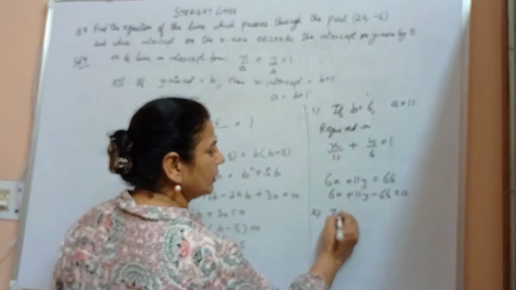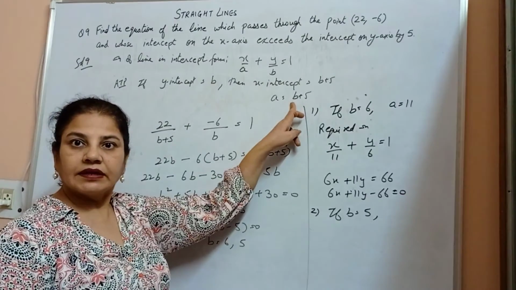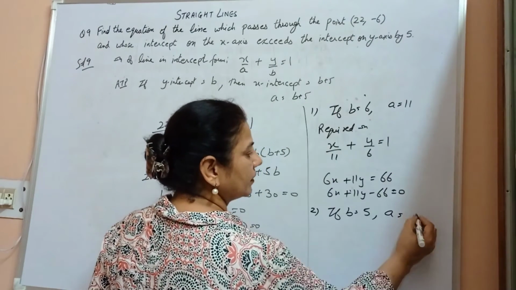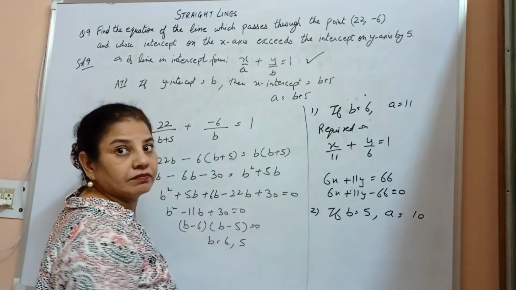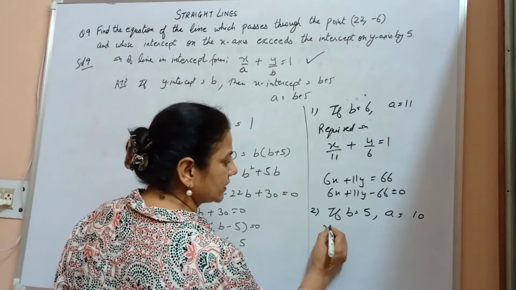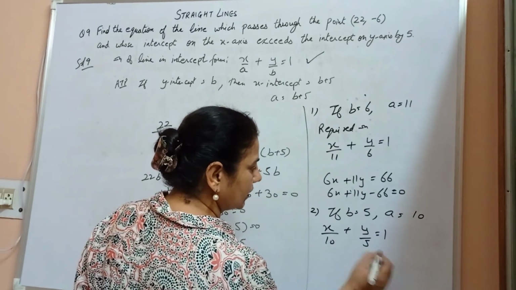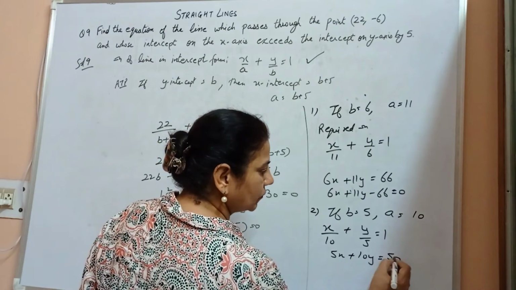Second part, if b is 5, then a will be 10. So we have a is equal to 5 plus 5, a is 10. Now substitute the value in this standard equation of intercept form, we get x upon 10 plus y upon 5 is equal to 1. Cross multiply, 5x plus 10y is equal to 50.